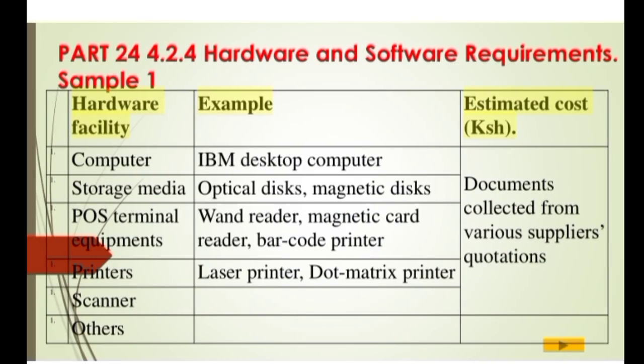Hardware facility. Example. Estimated cost. 1. Computer. IBM desktop computer. Documents collected from various suppliers. Quotations. 1. Storage media: optical discs, magnetic discs. 1. POS terminal equipment: wand reader, magnetic card reader, barcode printer. 1. Printers: laser printer, dot matrix printer. 1. Scanner. 1. Others.